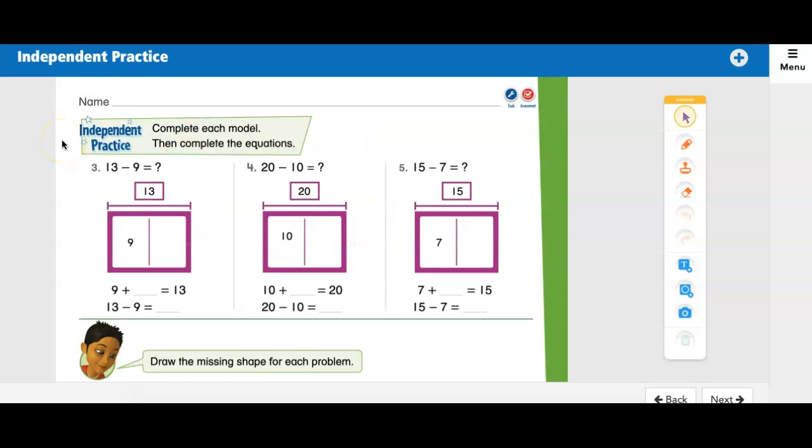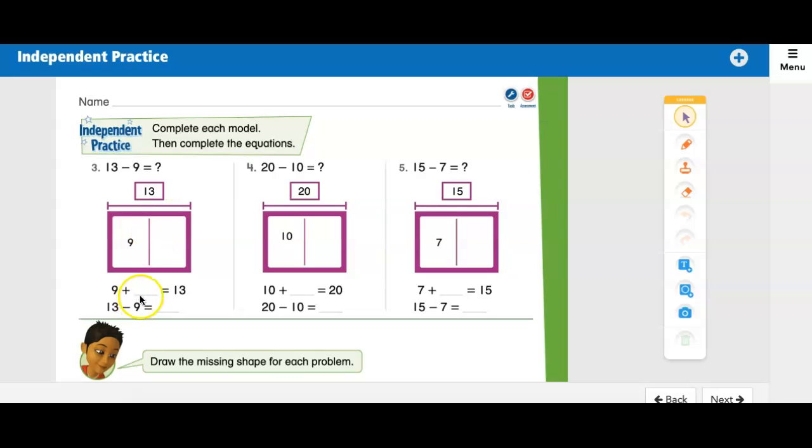Now I would like for you to complete numbers 3, 4, and 5 on your independent practice on page 179. The instructions are the same as our guided practice. Complete each model, then complete the equations. On each of these questions, it gives you your whole and also your part. So just like we did in our video and in our guided practice, you can count on in this part of your chart until you reach the whole.